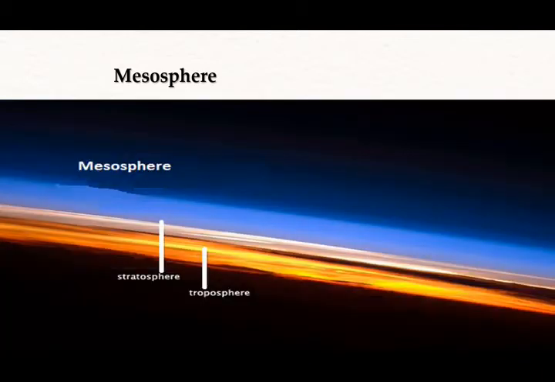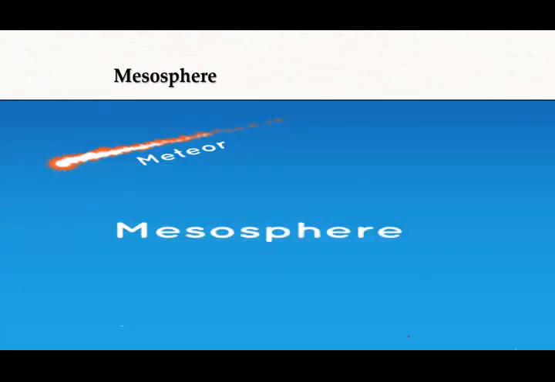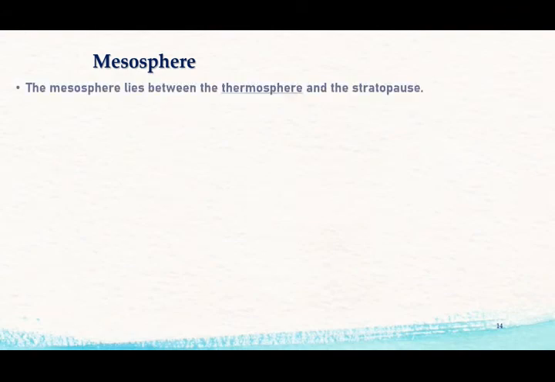Now, the mesosphere is a region where the meteorites, when they enter the Earth's atmosphere, just burn off. Whatever shooting stars you see in the sky, that trail of smoke-like thing that you see whenever a small meteorite enters the atmosphere, which we call shooting stars, this is the region where the actual burning of the meteorites takes place.